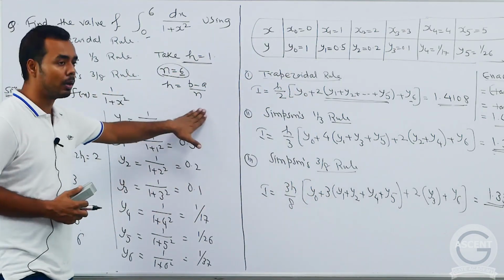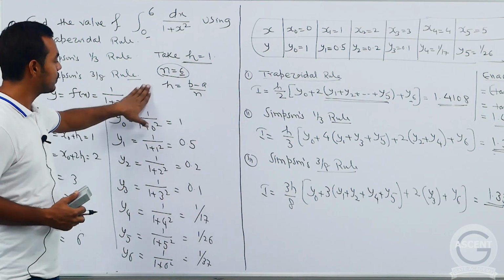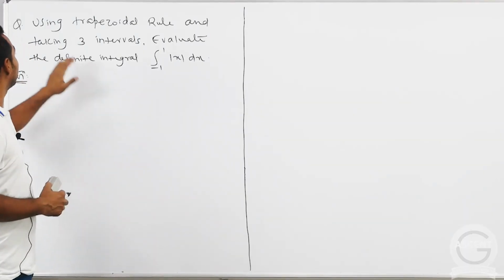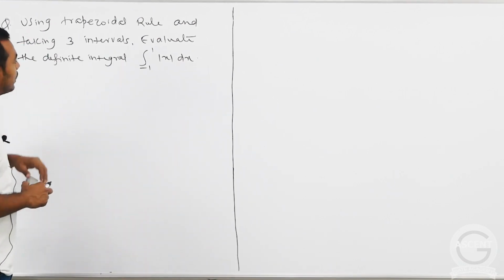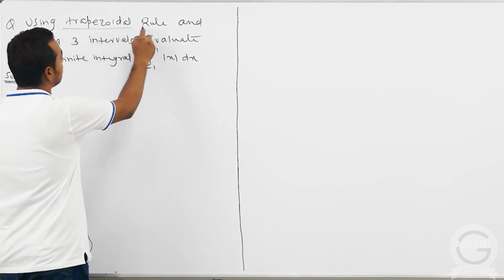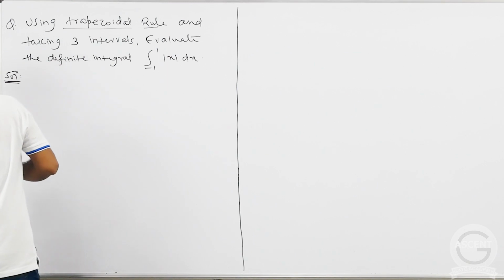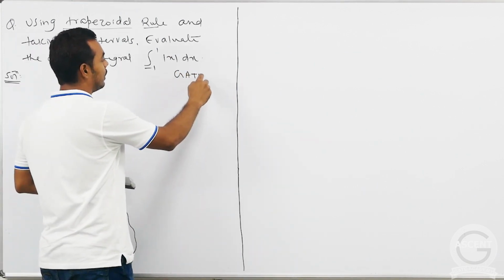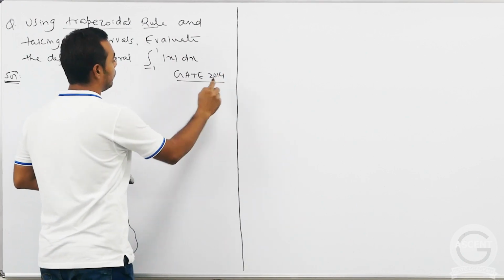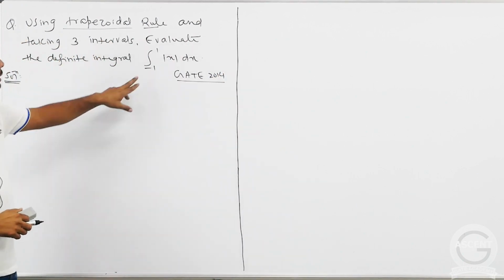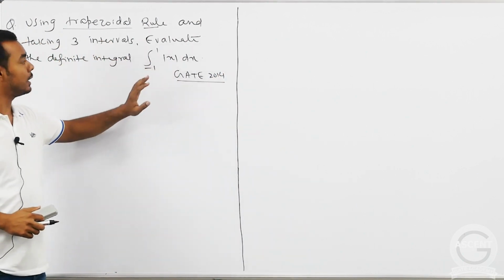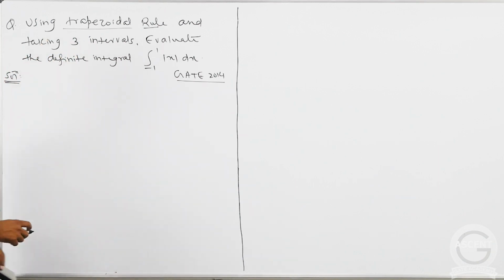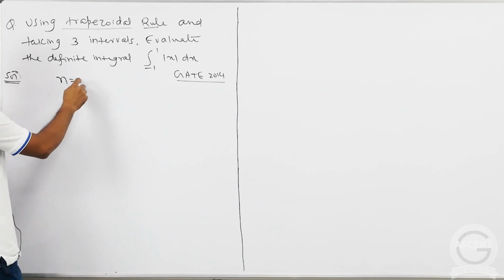We'll take one more problem which is from the GATE previous year paper, and we'll see how to apply this formula. Our next problem is based on the trapezoidal rule. This was asked in GATE 2014 in mechanical. We have to evaluate the value of the integral from -1 to 1 of mod x dx using the trapezoidal rule, and we have to use 3 intervals. So here the value of n is 3.